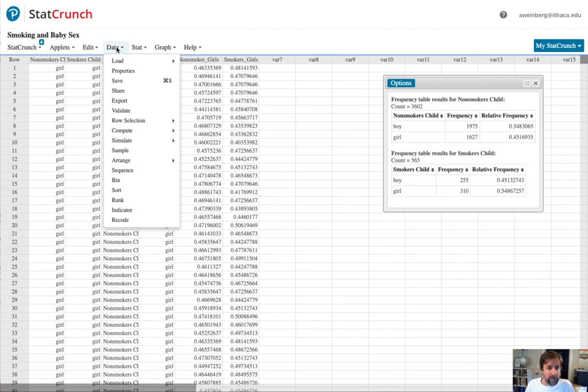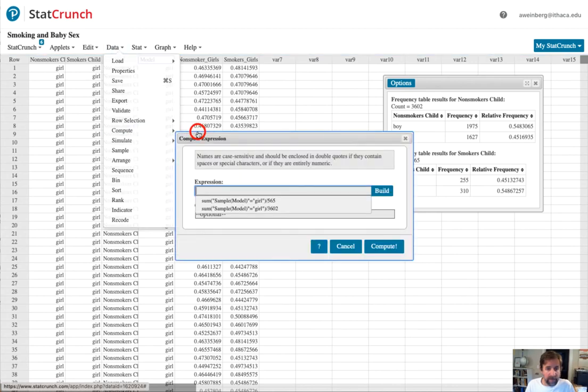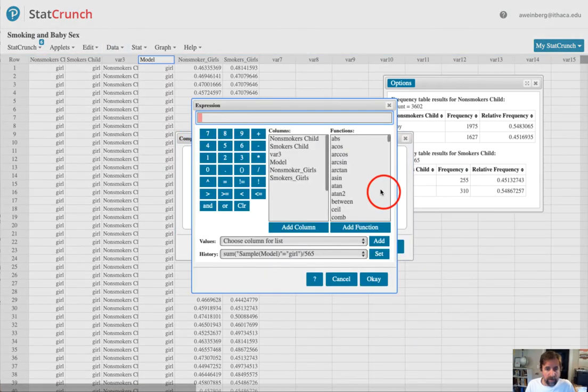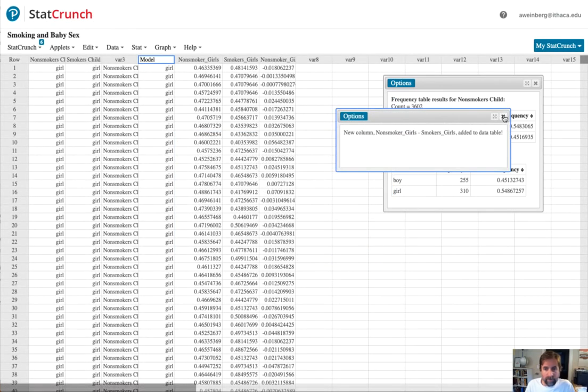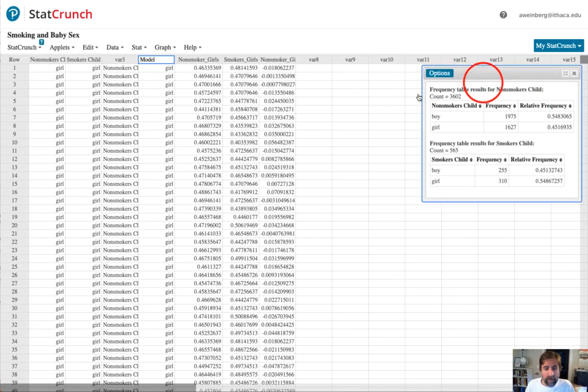So what we want to do is compute an expression. I'm going to build this up. Let's do non-smoker girls minus smoker girls: the percent of girls out of the non-smoker couples minus the percent of girls in the smoker couples. You can compute that. Okay, so now we have a sampling distribution. This is a sampling distribution of differences between percentages from the non-smokers minus smokers.